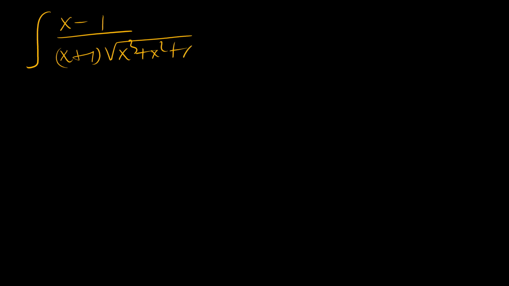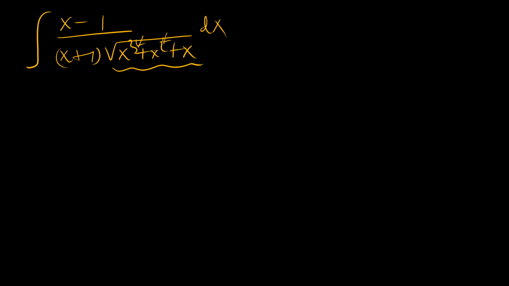This is our problem. x minus 1 over x plus 1 times the square root of x cubed plus x squared plus x. So as I always say, try to substitute off the most complicated part. But looking at these powers here, when differentiated, they kind of complicate the expression I want to look at.